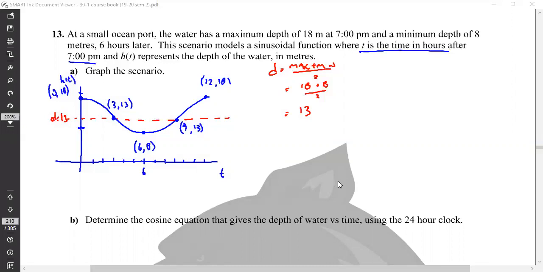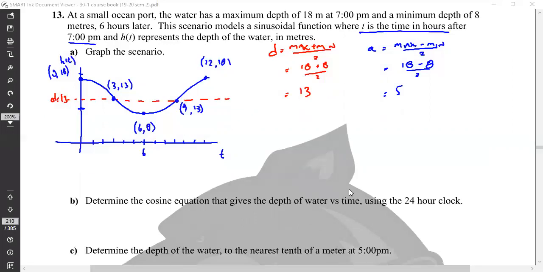We have an amplitude. Max minus min over 2, which is going to be 18 minus 8 over 2, which is 10 over 2, which is just 5. Is our amplitude. That 10 measures the whole height of the wave, right? If I do just max minus minimum, if that whole thing is 10, then half of the wave, which is amplitude, is going to be 5. All right, so that all makes some sense.